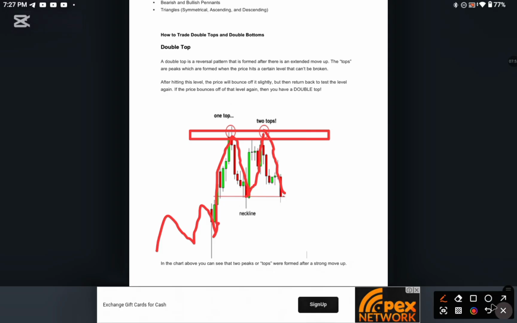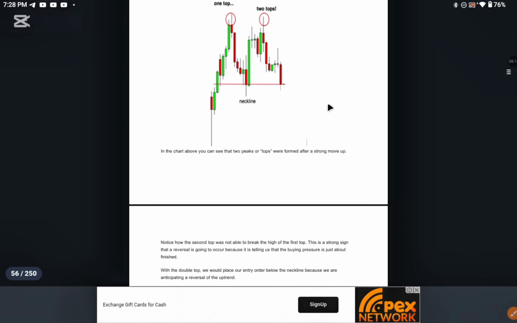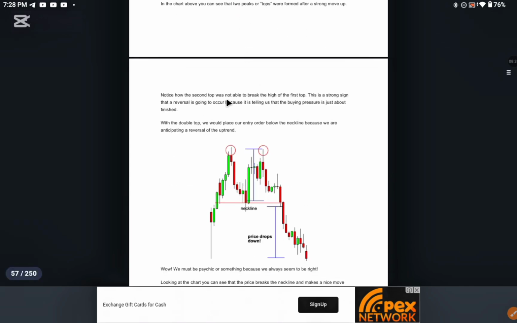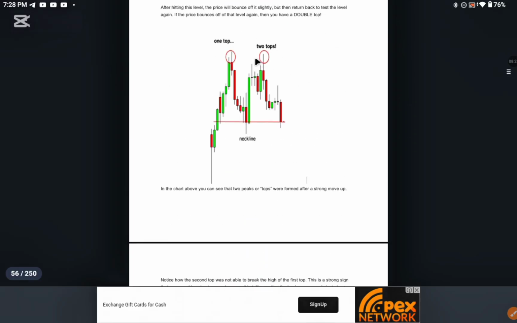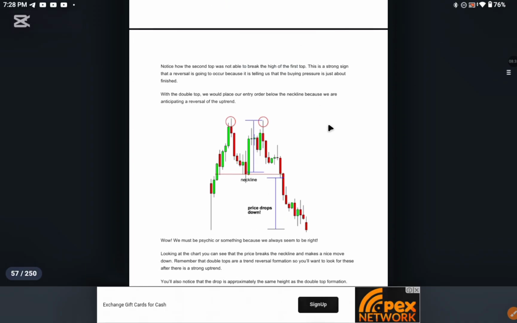Do you understand? So when we get a double top, we draw out the neckline around here, which is your support level. Do you understand? Then you wait for price to break, then retest, and keep on the new trend, which is the reversal trend. That is a downtrend. So in the chart above, you can see here, just like what I've briefly explained. Now notice how the second top was not able to break the high of the first top. Do you understand? You can see we are not able to give a new top. So these are just basic chart patterns. These are the psychology behind what we call our chart pattern.